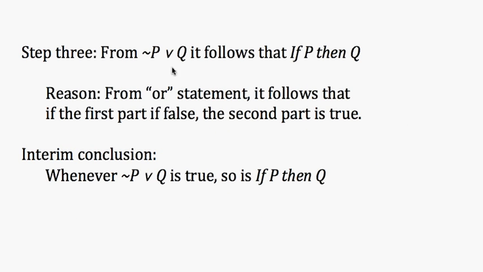Now the next step, take a slightly more specialized version of the or statement, not P or Q. By the same reasoning, it follows that if P, then Q. Why? We just said, from an or statement, you can conclude if the first part is false, the second part is true. In this case, for the first part to be false means for P to be true. And so our interim conclusion is this. Whenever not P or Q is true, so is if P, then Q.